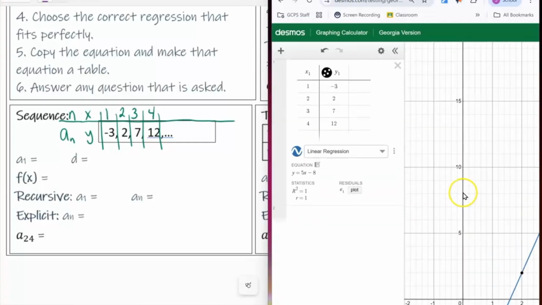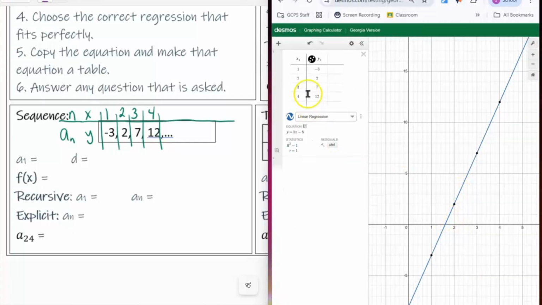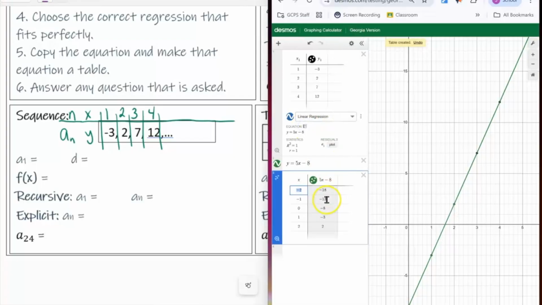Did my 4 points, are they perfectly fitting? Yes. If I did that step, then I'm good. I can move on. If not, rewind the video and make sure you put in 1, 2, 3, 4, however many your pattern has, and then make sure you put in yours. Now that I have that, what do I do? I copy the table and make that into a table. Now I'm ready to answer whatever questions you have.